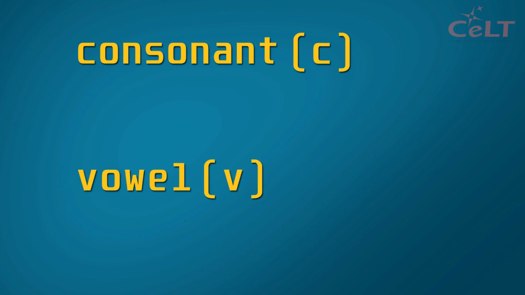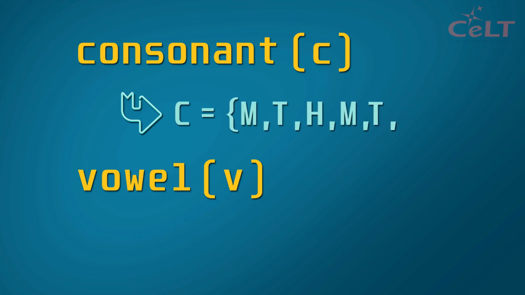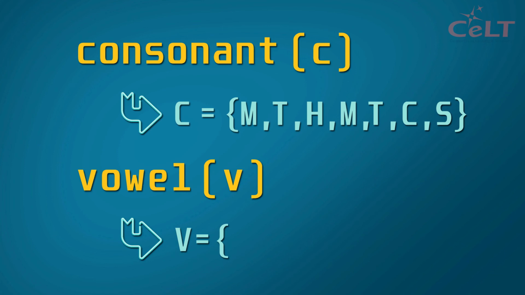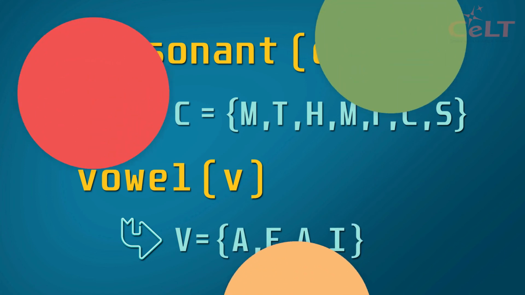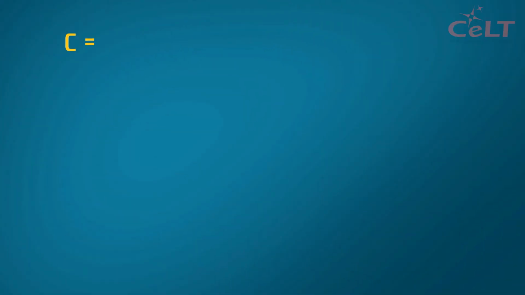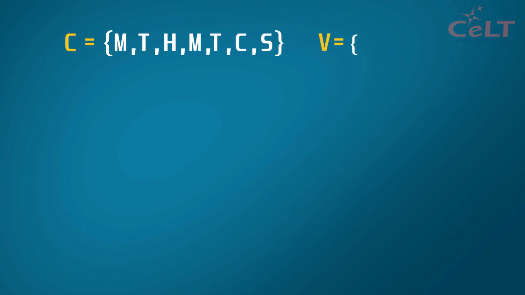List down the letters of consonant: C equals the set of M, T, H, M, T, C, S. And list down the letters of vowel: V equals the set of A, E, A, and I.